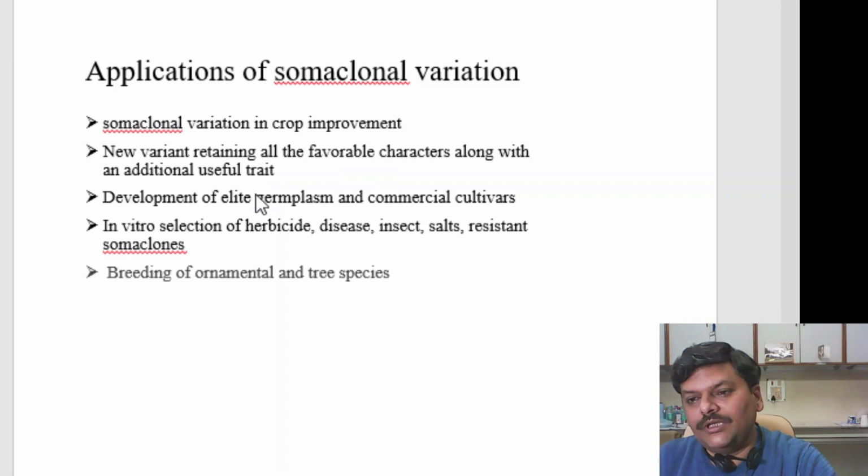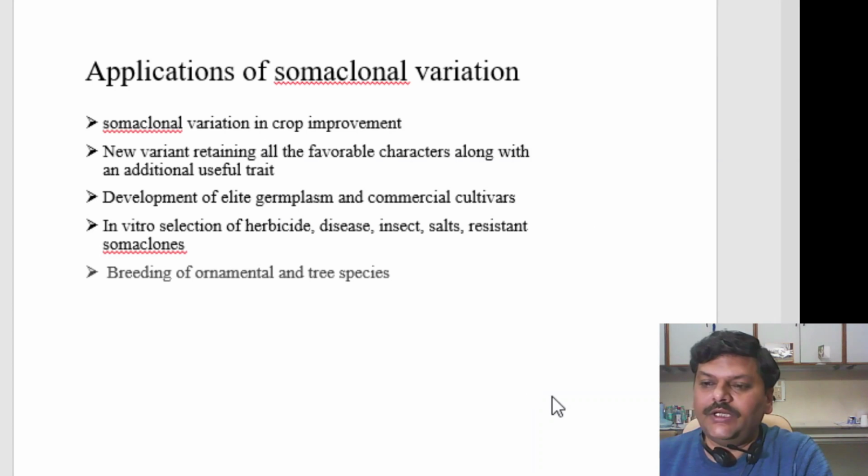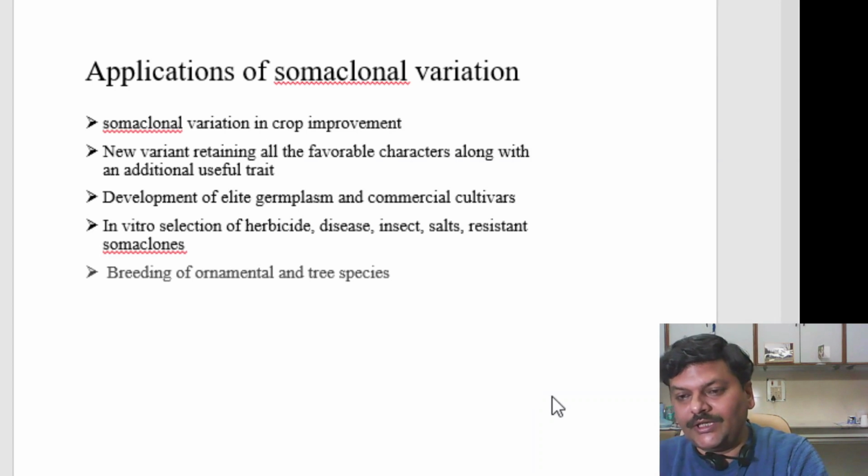This way, there are many applications for somaclonal variation, such as crop improvement: development of new variants retaining all the favorable characters along with an additional useful trait. As I just discussed in a hypothetical example, a banana variety which has high yield and good fruit shelf life, but is otherwise very salt sensitive, can be made salt tolerant through induction of some variation in tissue cultures.